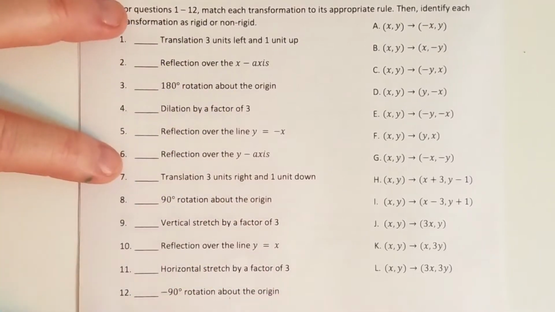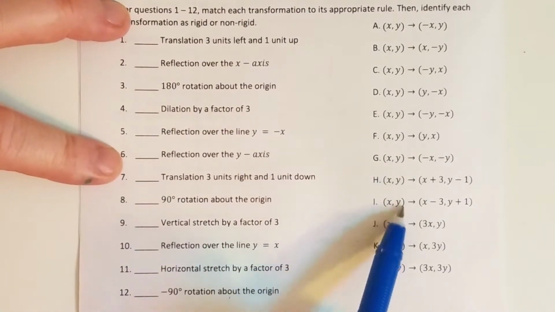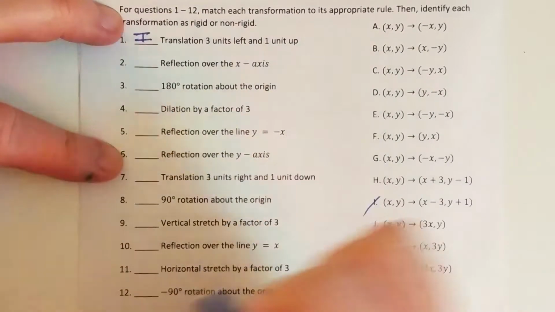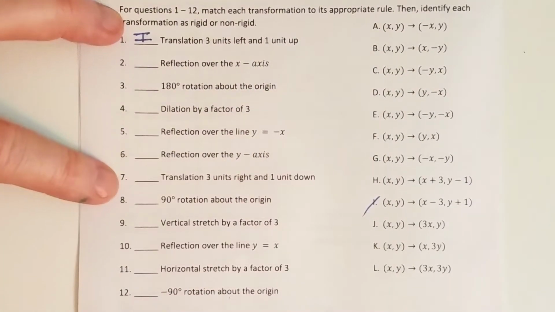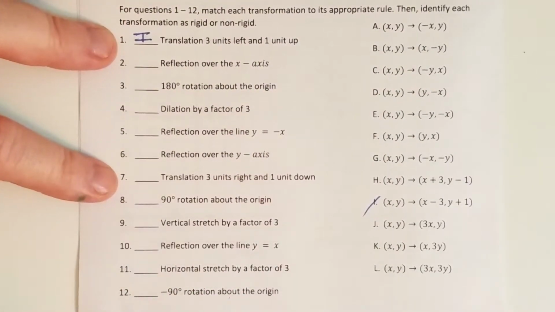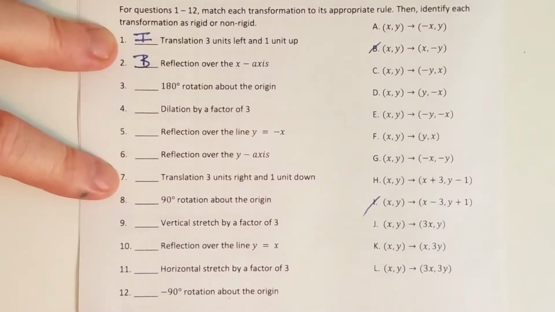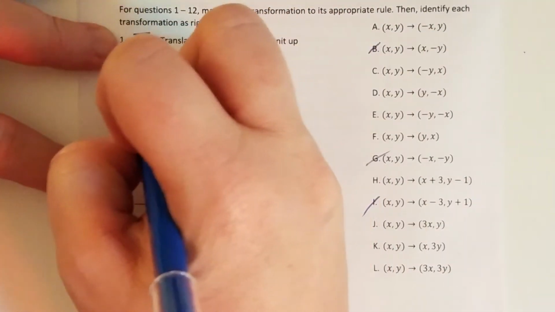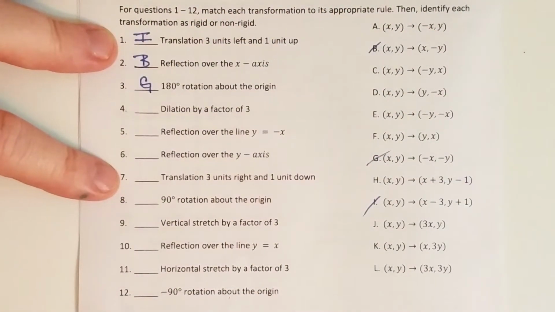So a translation, 3 units left and 1 unit up. That's going to be I, right there. There's my algebraic rule right there, so I'm going to check that one off. A reflection over the x-axis means that the y values are going to change, so that would be B, right there. A 180-degree rotation about the origin, that means I'm going to switch the signs of the x and the y's, which is going to be G. Dilation by a factor of 3.